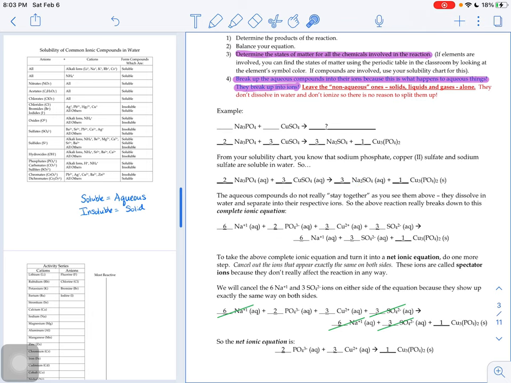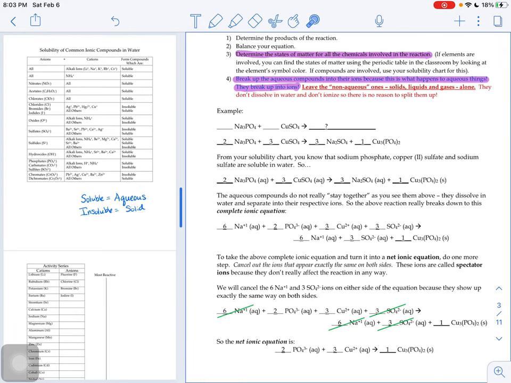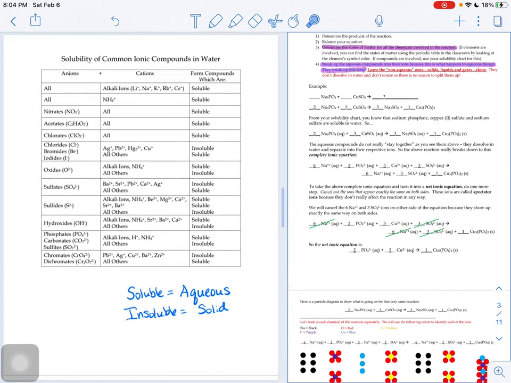Our sodium sulfate, anything that has that sodium ion in it, it doesn't matter what it's combined with, is going to be soluble, aqueous. But our copper 2 phosphate, that guy's a solid. Let's see how we could figure that out. Copper, Roman numeral 2, with phosphate.